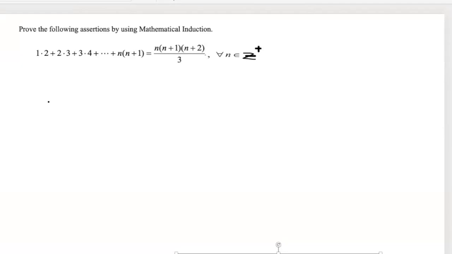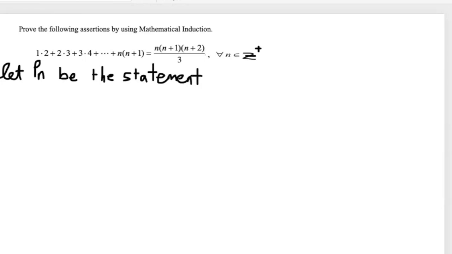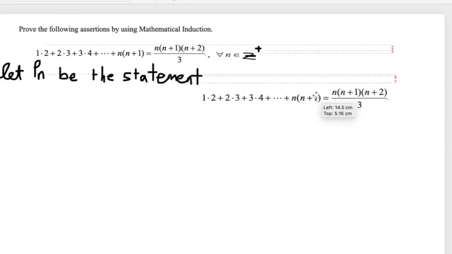So the next mathematical statement states, prove the following assertions by using mathematical induction that the left is the same as the right for all n, which is an element of positive integers. So I'm going to start off by saying let Pn be the statement, and this is the statement.